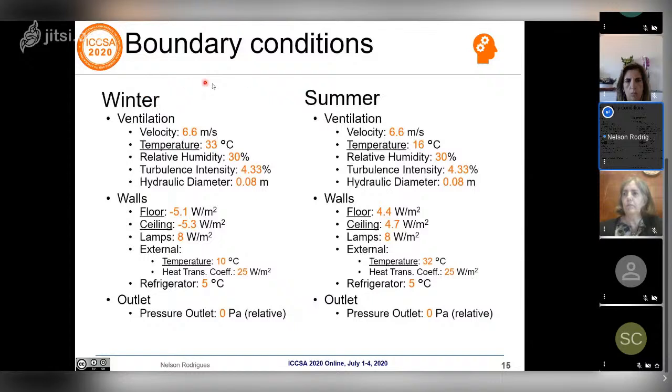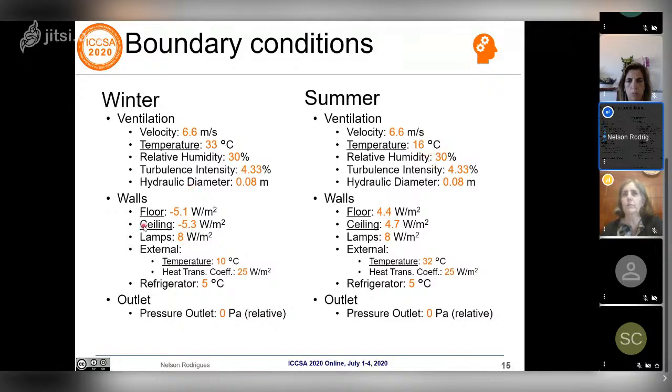Okay, the simulations made were for two specific seasons: the winter with a cold day, and another for the summer that represents a hot day. The main difference here is the external temperature. The ventilation velocity is the same, so the inlet flow was the same for both seasons. We have an inlet temperature of 33 degrees, since the ventilation here is supposed to heat the environment, and here the ventilation is supposed to cool down the environment.